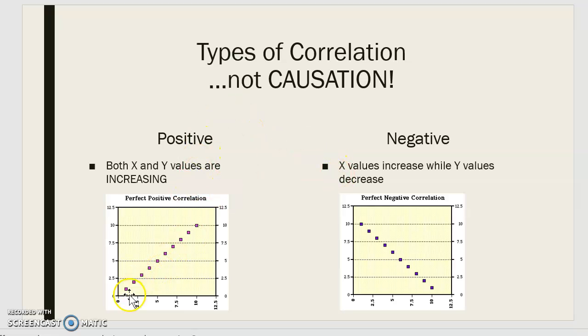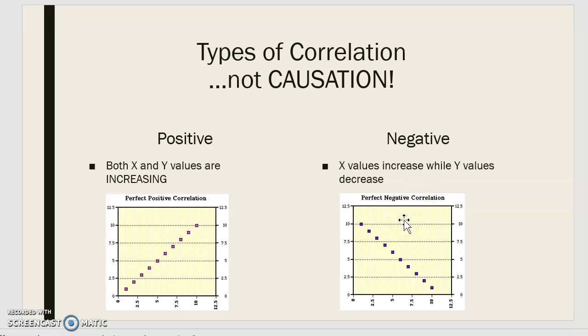Positive means that both of your variables are increasing. So our x variable across the bottom and our y variable across the side are both going up. And so we get this beautiful little line that is going up our graph from 0, 0 to the opposite corner. Then we have negative correlation.